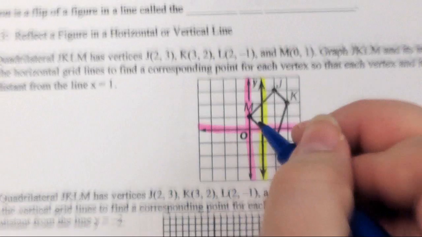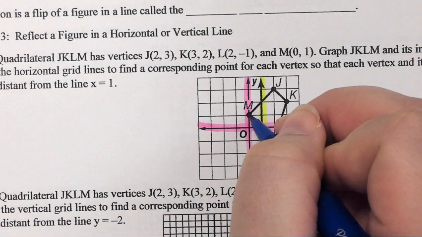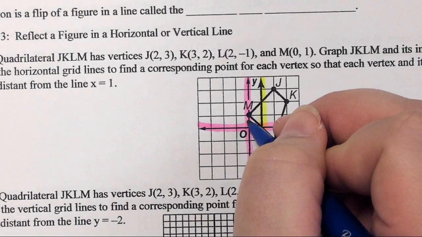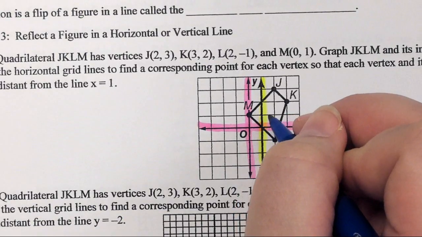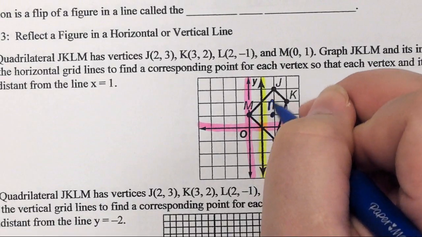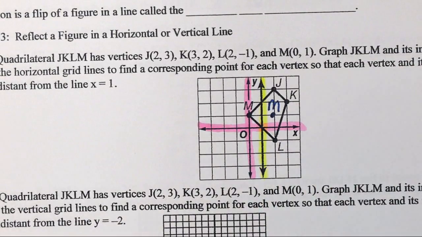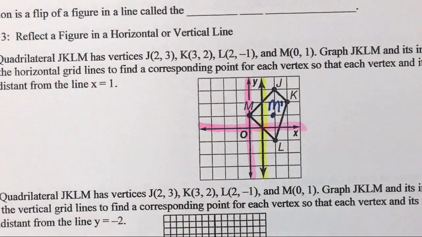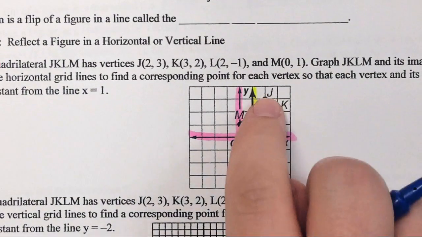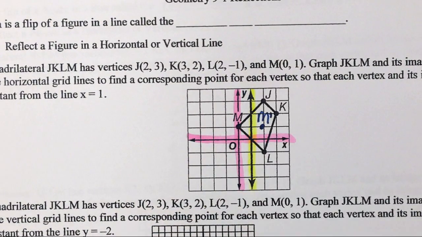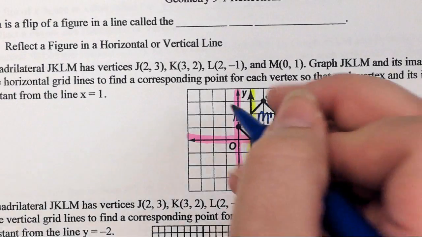For instance, you see how M is one block to the left of that yellow line? Then our new M is going to be one block to the right. And anytime it's a new position, we call it M prime, meaning I just put a little dash after it. So there's M prime. Again, here's my yellow line. Originally, M was one to the left, so my new M is one to the right. Okay, so I go to J. J is one to the right, so my new J is going to be one to the left. There's J prime.